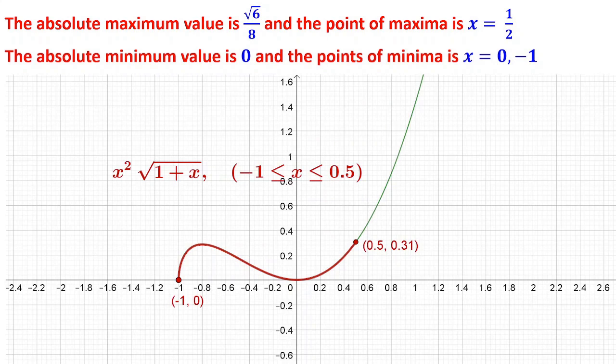This is the graph of it, and you are seeing that its minimum value is 0 and it is obtained at two places, the origin and minus 1, and the maximum value is obtained at x is equal to 1 by 2, that is 0.5. The approximate value is 0.31.